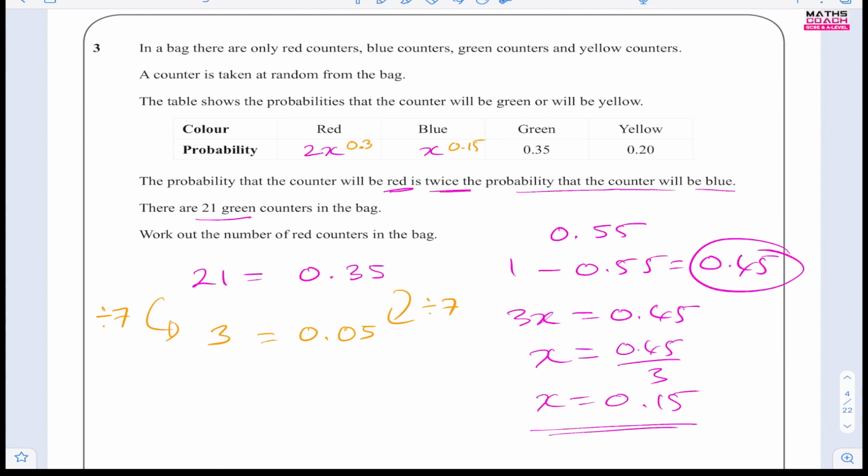Now, we want the probability of a red. So we want to get this probability up to 0.3. How does 0.05 go to 0.3? We multiply by 6. So the other side we also multiply by 6. So 3 times 6 is 18. So how many red counters are there? There are 18 red counters in the bag.